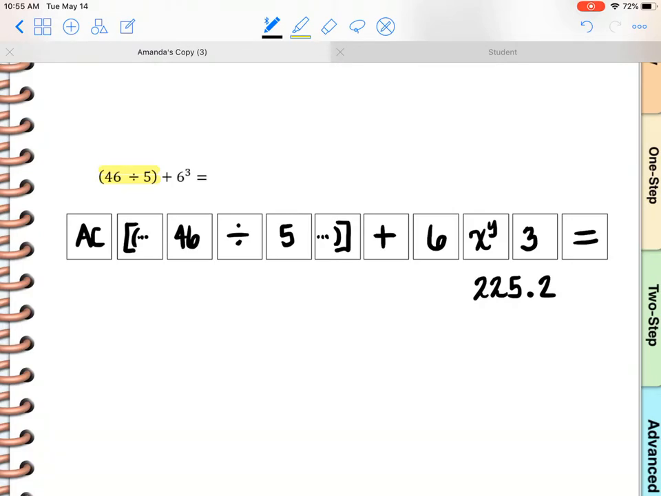And this is using parentheses. What we're telling our calculator is to put this part first, because that's what the rules of math say we have to do. So this one involves parentheses.